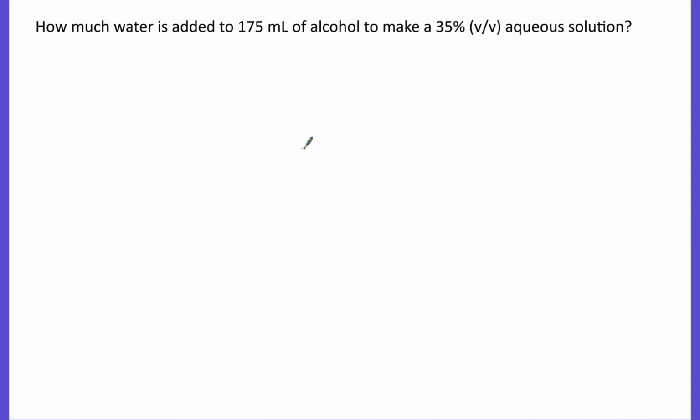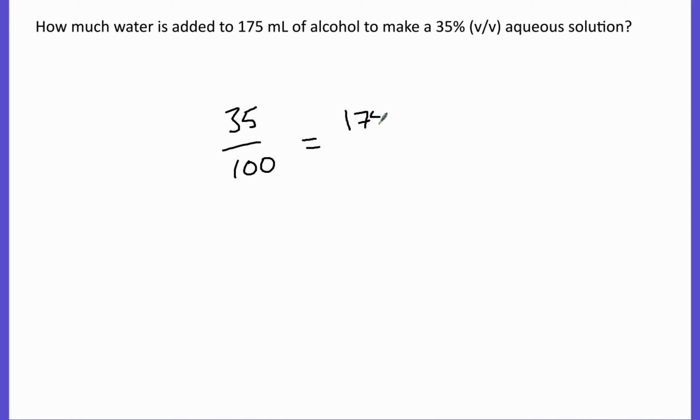Otherwise, this is the one that's kind of tricky. So that total volume and/or total mass from our mass or volume type calculations, this one's going to be a volume, is going to trick you sometimes. So I'm going to do the same thing here I did on that last one. I'm going to set up a ratio, 35 over 100 equals some amount over another amount. But it's telling me that I'm going to add water to 175 milliliters of alcohol to make a 35% aqueous solution. So that tells me from the get-go that alcohol is my solute, because it said aqueous.